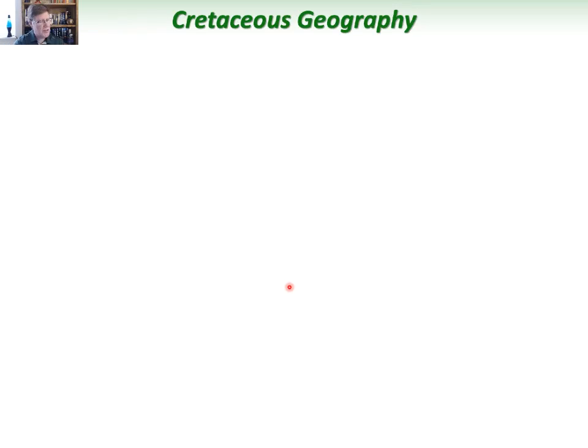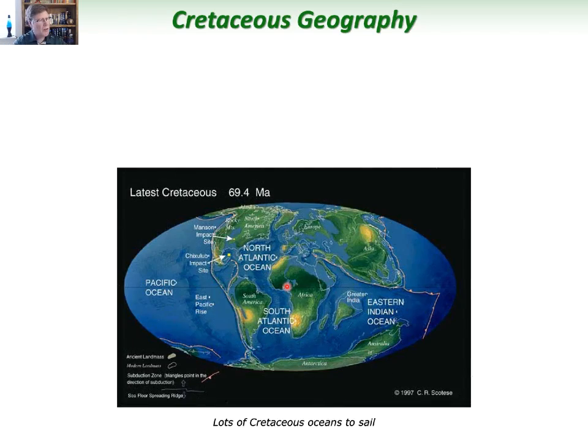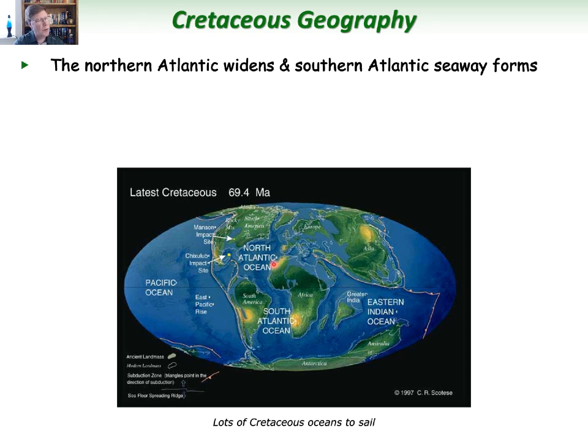Geography of the Cretaceous. Let's take a look. Here's a picture of what the late Cretaceous looked like at about 69 million. Notice that the rifting of Pangaea is complete. The North Atlantic and the South Atlantic have both formed, the North Atlantic widening. The South Atlantic has opened up as well, although it forms more of a seaway than a broad ocean basin at this point. They are interconnected though.